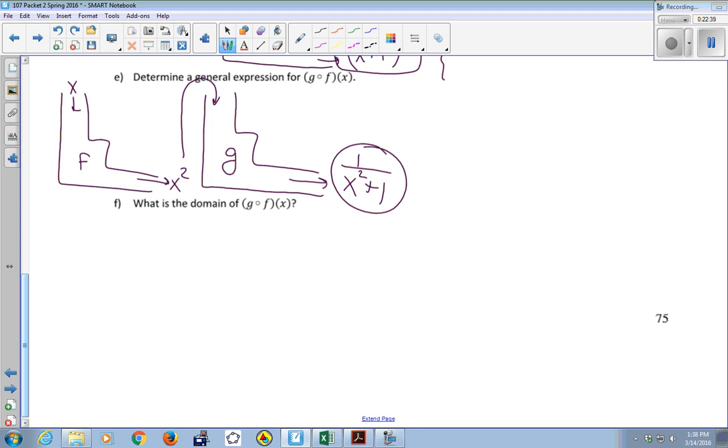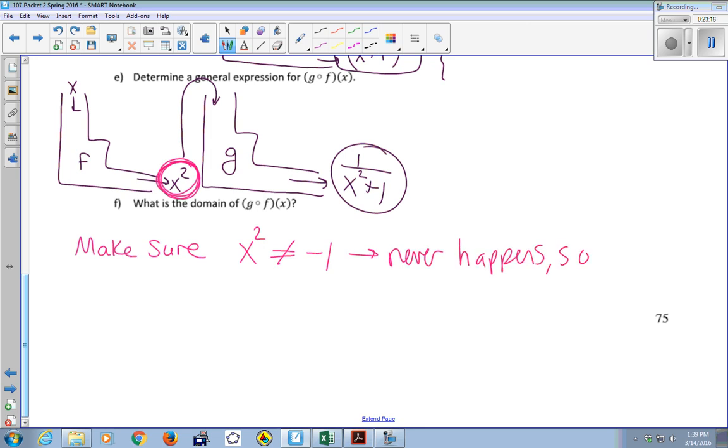So I have to make sure that the thing I put into G is never negative 1. So I need to make sure that the thing I'm getting out of F, because it's going to go into G, can't be negative 1. Otherwise, I might jam the G machine. All right, are there any X values that you can square and get negative 1? No, not real ones, right? So this never happens, so I don't have to worry. No problems. Okay, so my domain is just going to be negative infinity to infinity. I can put any x value in here, and I don't have to worry about either machine jamming.